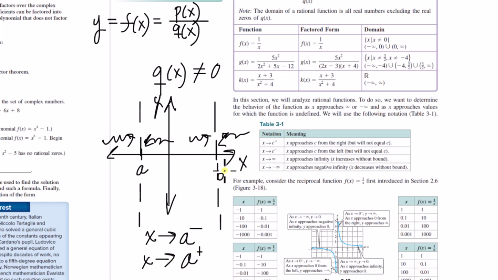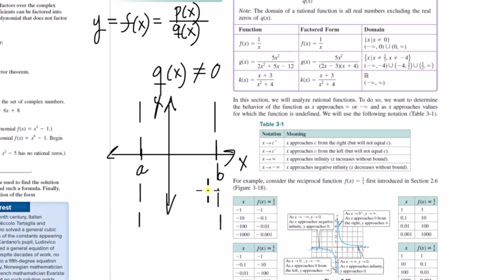It would be the same idea here. Okay, so now we can start to think about what we expect to see a function do as it approaches a value like this. Let's say that q of x is equal to 0 when x is equal to a, so x can't be equal to a, and x can't be equal to b.